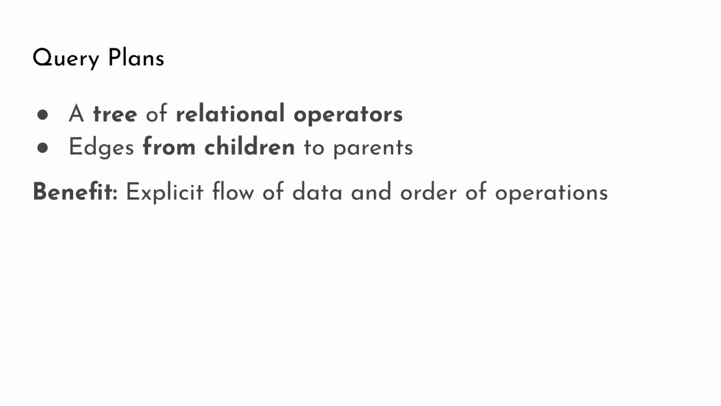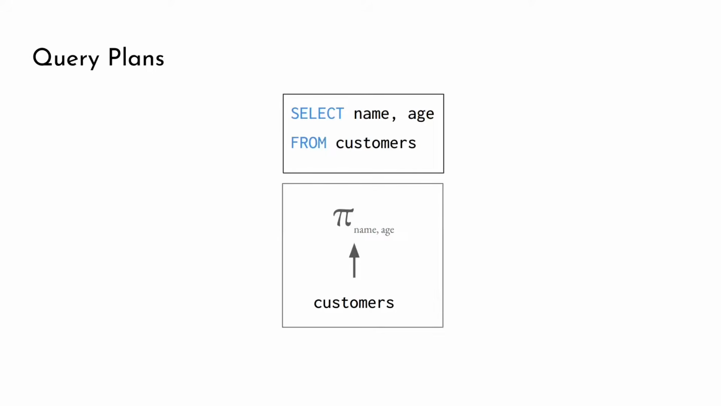Now let's talk about query plans, which, as I said, is what SQL queries get translated to. A query plan is a tree of relational operators, and you have edges from children to parents. The benefit is that we have explicit flow of data and order of operations, as we'll see in a moment. So we're going to start with a very simple query plan. Generally speaking, for the rest of this presentation, I'm going to have the SQL query on top and then the query plan on the bottom. For the rest of the presentation, we're mostly going to be talking about the query plan. But of course, you can always take a look at the original SQL query if you are unsure.